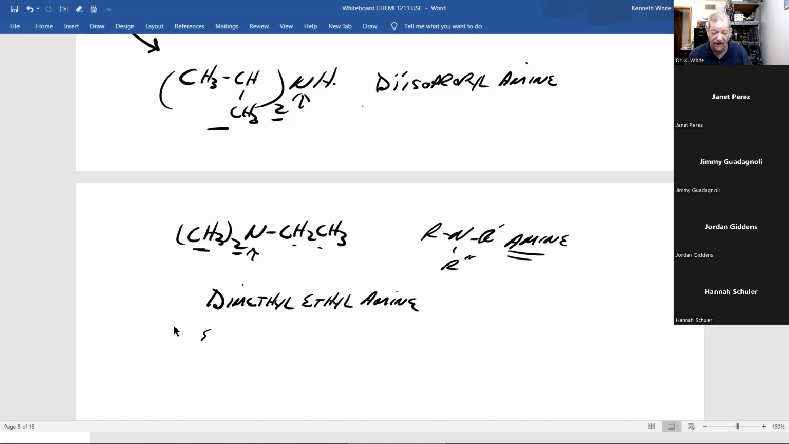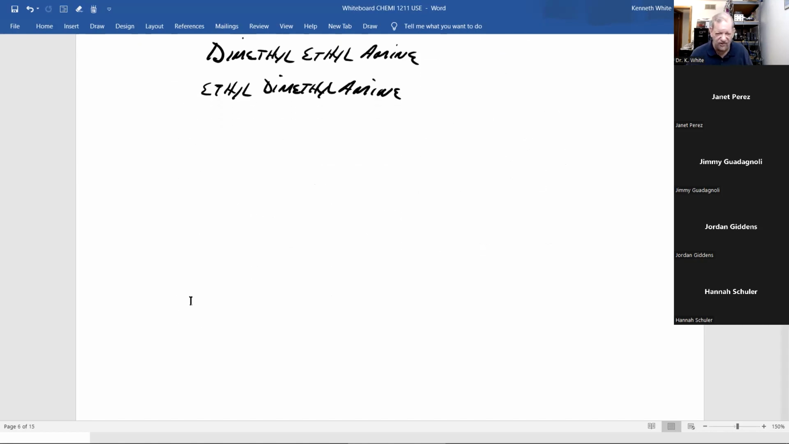Now you could have also, which is correct, because there are no rules for order for common names, ethyl dimethyl amine. And that's how you do it for amines. But let's go the other way. How do you draw something? Let's try this. Why don't you draw methyl T-butylamine? Your turn.